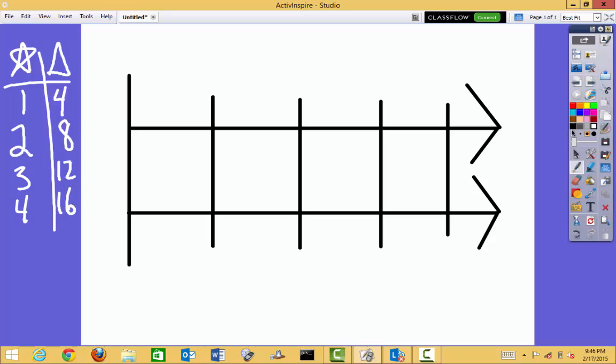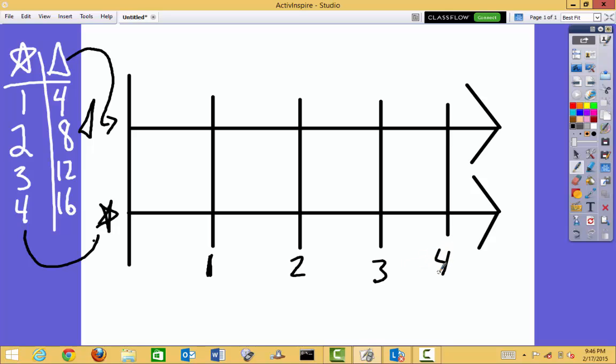So now what I do is I'm going to take that and I'm going to copy it to my tape diagram. So here, I'm just going to copy it. This is going to be my stars, and this one will be my triangles. So for 1 star, it's going to be my first point, my second one, my third, and my 4. Now notice how this 1 goes with the 4. So if I have 1 star, I'm going to have 4 triangles. So directly above the 1 is going to be that 4 for the triangles. Directly above the 2 is going to be that 8. Directly above the 3 is the 12. And directly above the 4 is that 16.